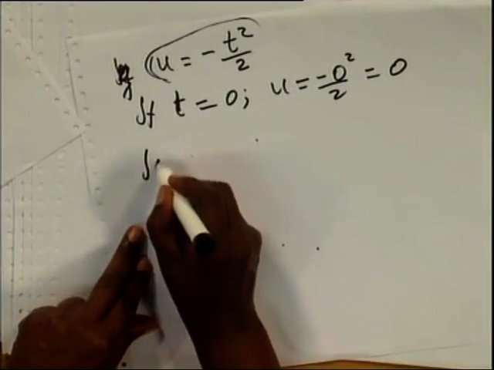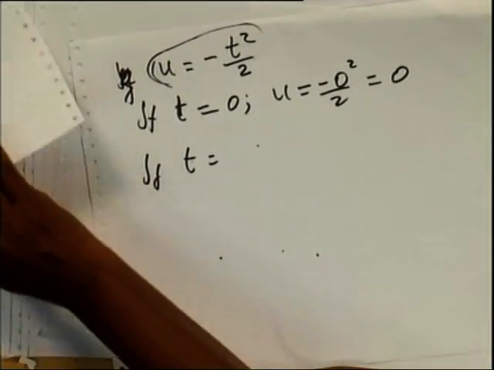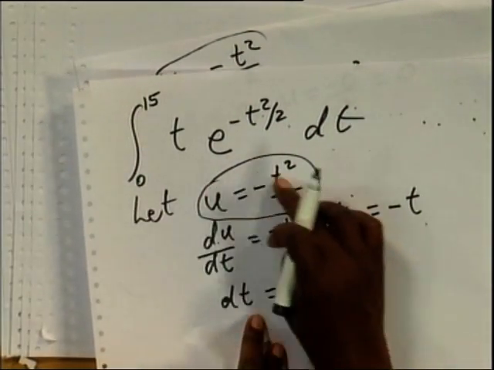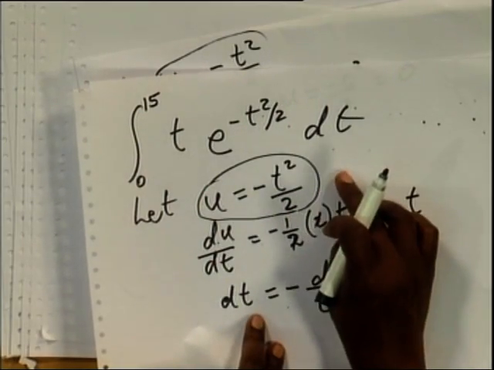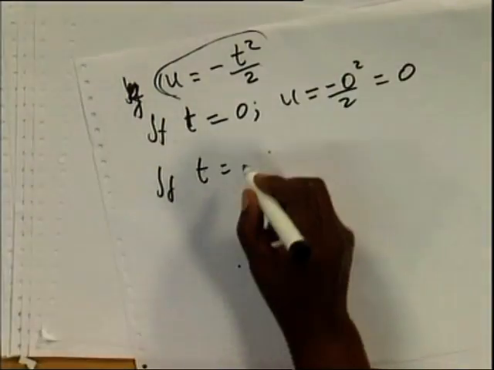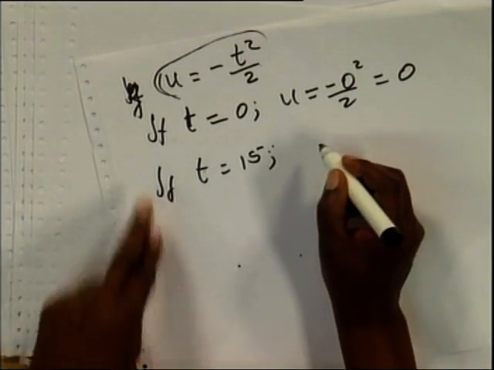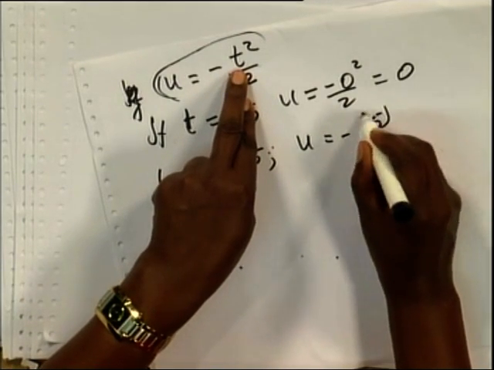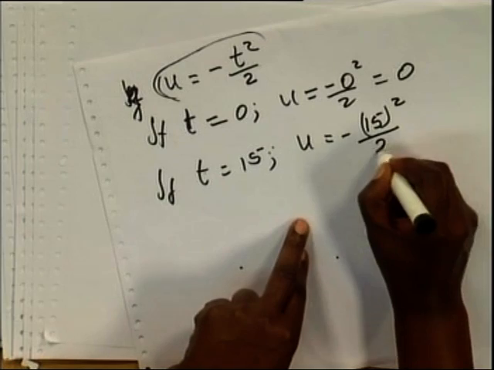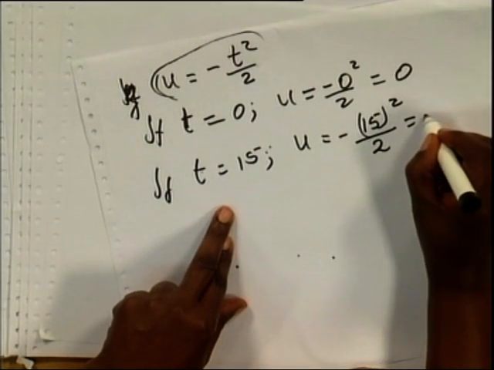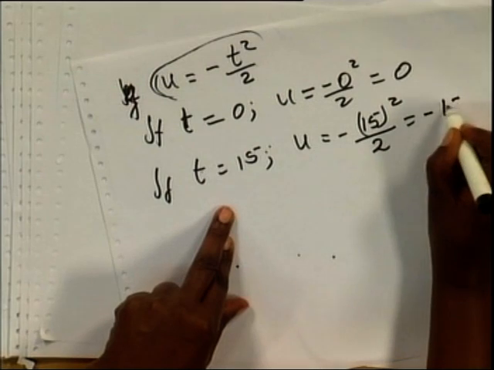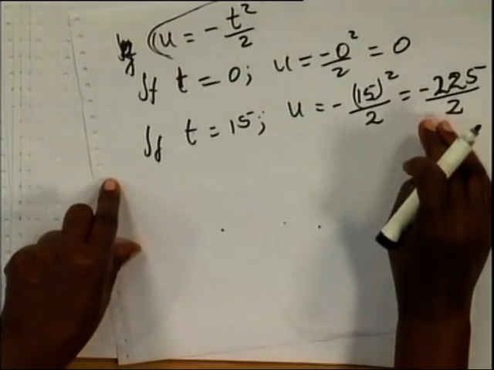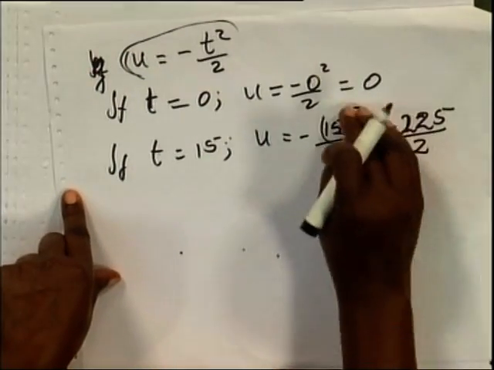Now, if t is equal to 15, because these are the limits we had from the beginning, then what is u? U is equal to minus t, which is 15, squared over 2. So if I simplify this one, it's going to be minus 225 over 2. Now this is my limit values now with respect to u.